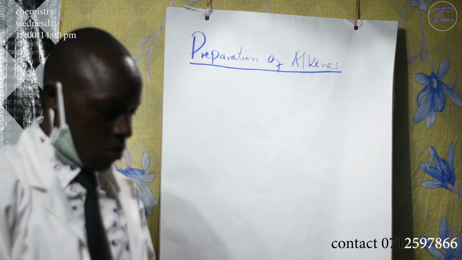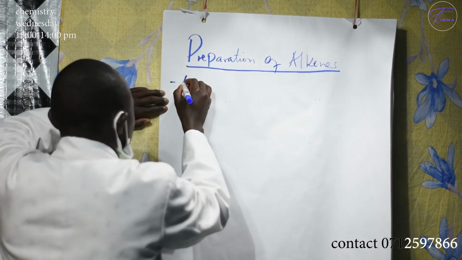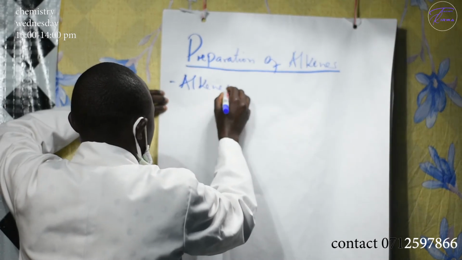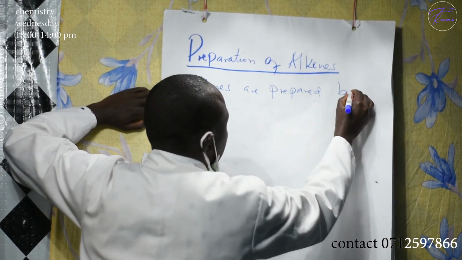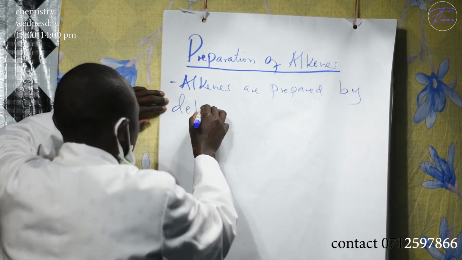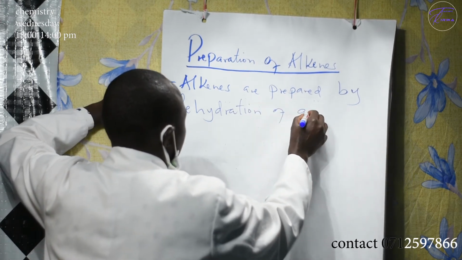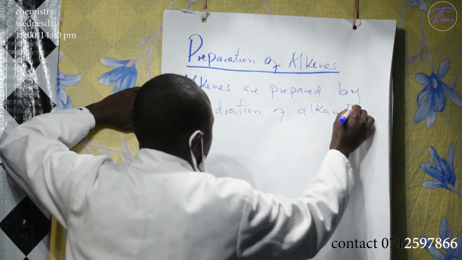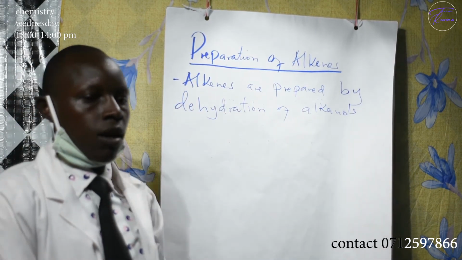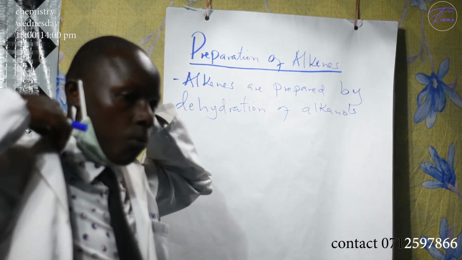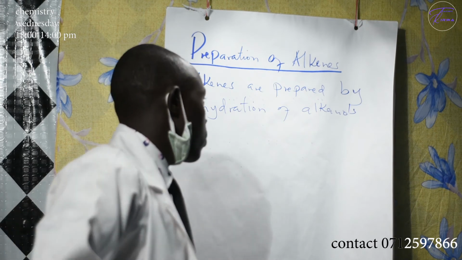Laboratory preparation of alkenes. Okay, so alkenes are prepared by dehydration of alkanols. Alkanols is another group of organic compounds. It is under organic chemistry 2. We shall look at it later on.